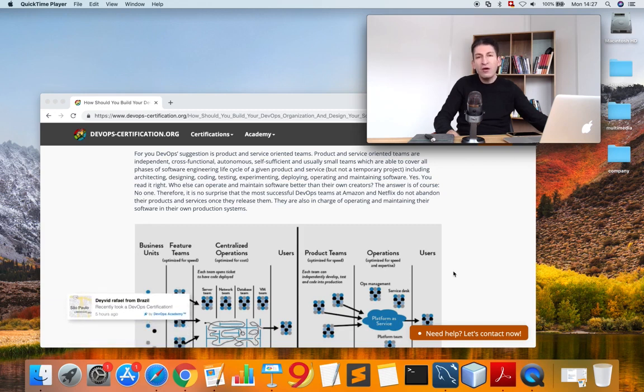software. So here what I want to emphasize is these are not temporary project teams to deliver a product or service. These are basically permanent teams to be fully responsible during the complete life cycle of a product and service.